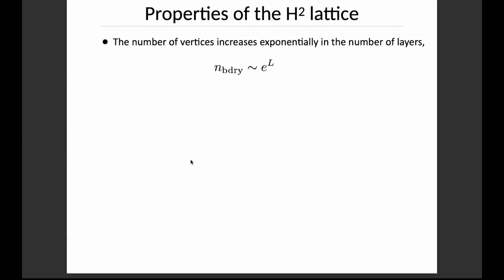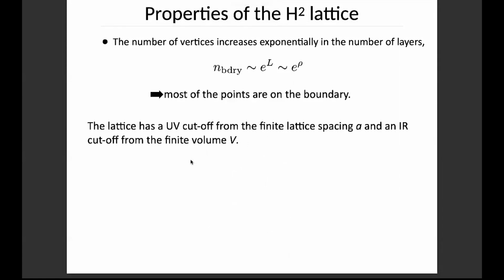One of the properties is that the number of vertices increases exponentially in the number of layers. What I mean by this is the number of points on the boundary is exponential in how many layers out you are. The consequence of this is that most of the points are on the boundary.